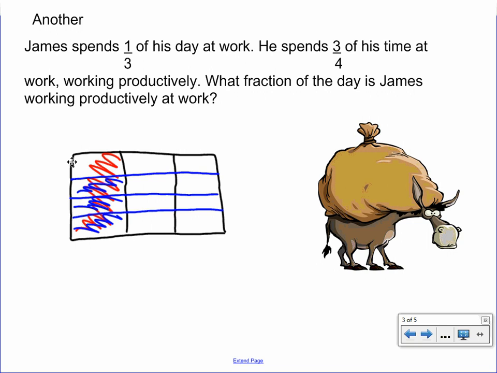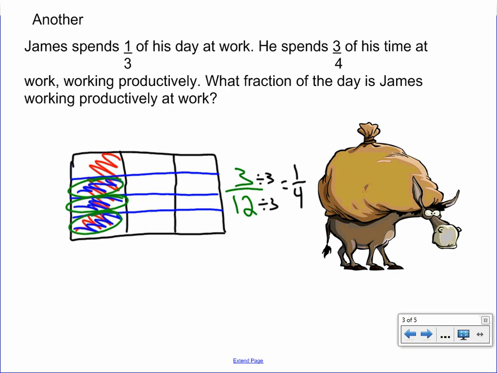As you can see again, we have 1 square with both, 2 squares with both, 3 squares with both. So we have 3 times 4, which gives us 12 boxes total. 3 out of 12, or 3/12 of the day he's going to be working productively. But as we can notice, there are common factors between these two numbers, so we can divide by 3 on both sides to bring it into lowest terms and get an answer of 1/4. So 1/4 of his day he's going to be working productively.